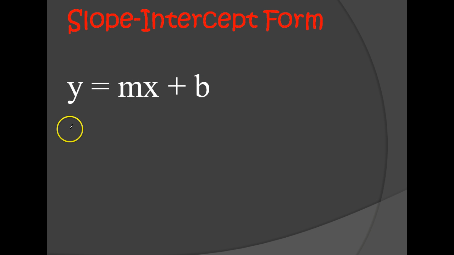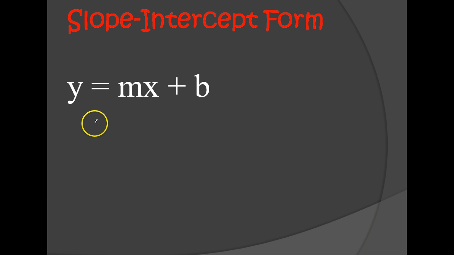So let's say I have a problem where I'm given a slope of, let's say, 2. And my y-intercept is 6. So if I wanted to write an equation with this information, y equals m, my slope is 2, x, plus my y-intercept is 6. And that's my equation in slope-intercept form.